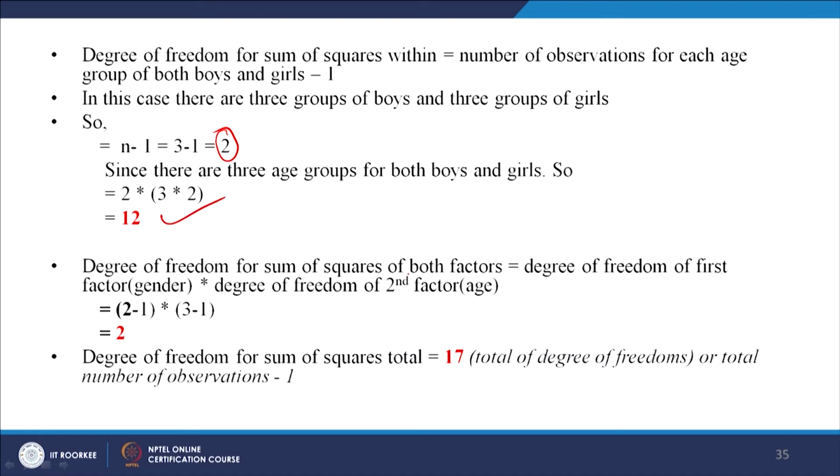Degree of freedom for the sum of squares of both the factors is equal to how much? The degree of freedom for the first factor, gender, into the degree of freedom of the second factor, age, because this is an interaction effect, multiplication. So, how much? 2 minus 1 into 3 minus 1, so 2. So, the degree of freedom for the sum of squares total is how much? Now, n is 18, minus 1, right. So, the degree of freedom for the total is equal to 17 in this case.